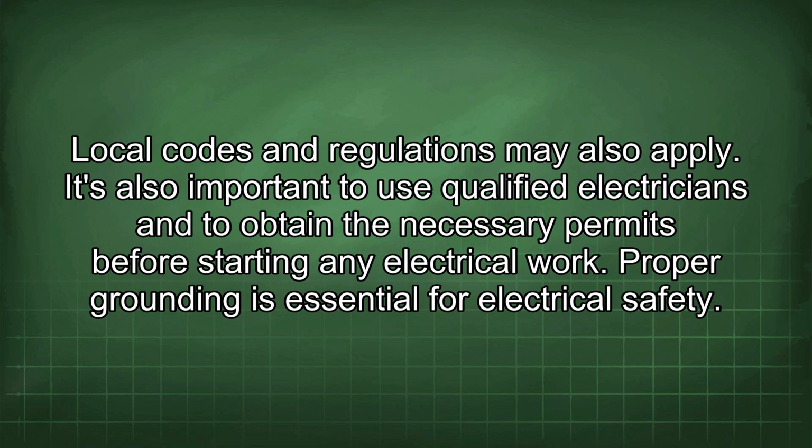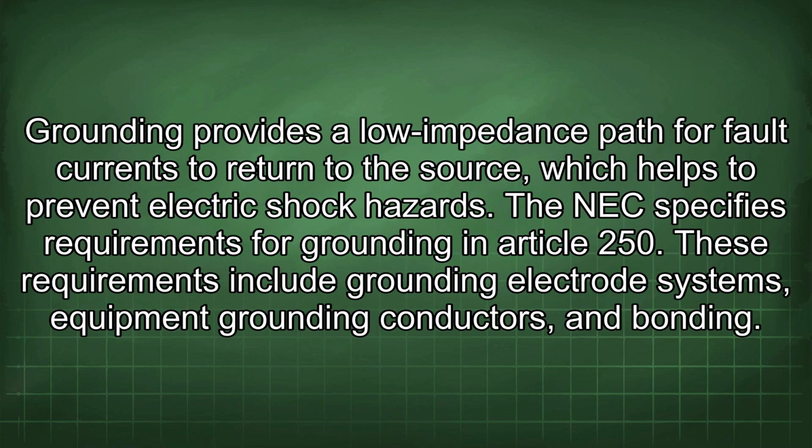Proper grounding is essential for electrical safety. Grounding provides a low impedance path for fault currents to return to the source, which helps to prevent electric shock hazards. The NEC specifies requirements for grounding in Article 250. These requirements include grounding electrode systems, equipment grounding conductors, and bonding.